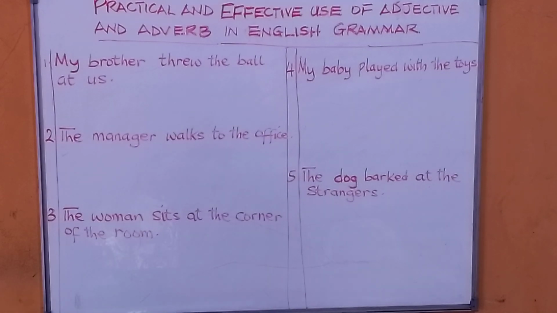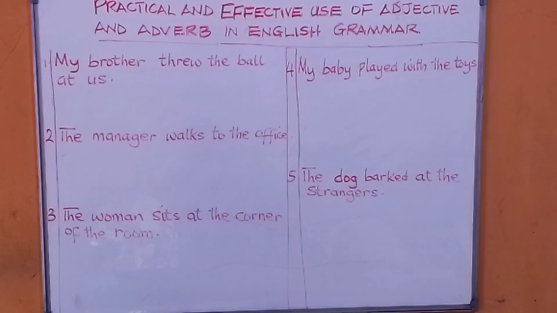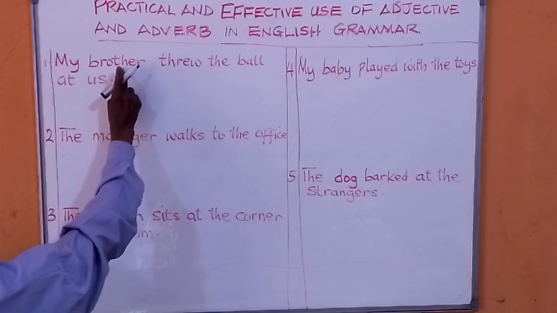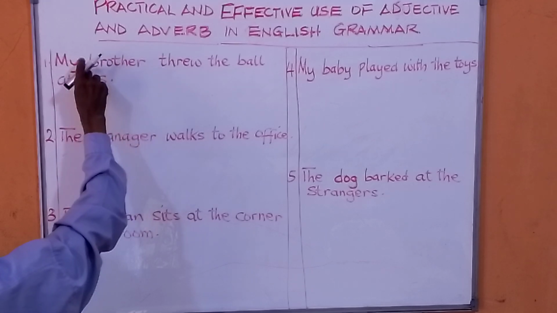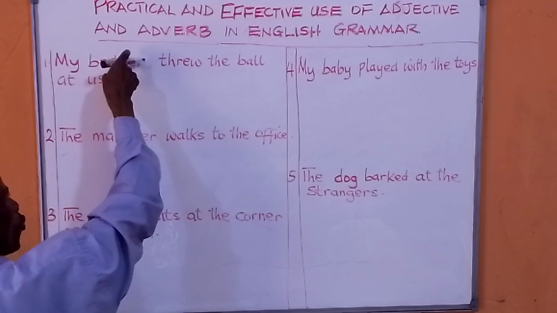Let's go to number one. If you look at that, you see: my brother threw the ball at us. Now this is simple. If you write this sentence, you might score a lower grade, a lower mark. But if you use adjective and adverb here, you will see how the tone of this grammar will change. For example, if we qualify this brother, which is a noun, that will give you an adjective. An adjective is a word that qualifies a noun.